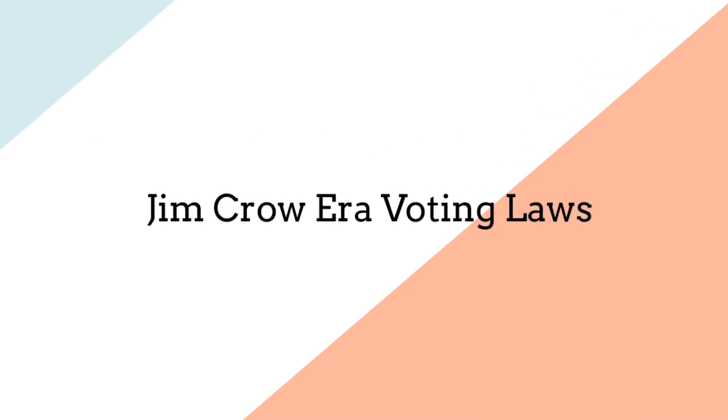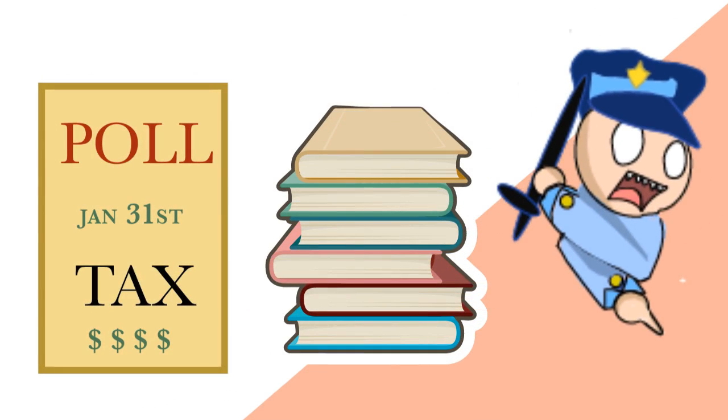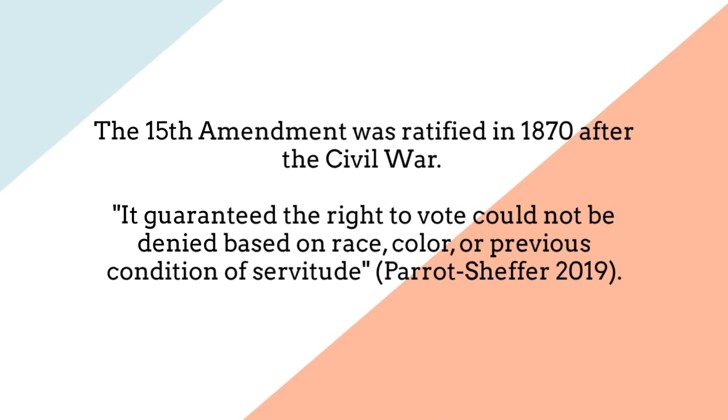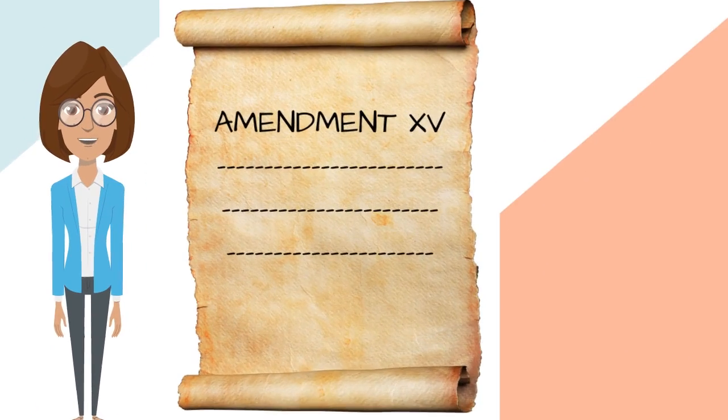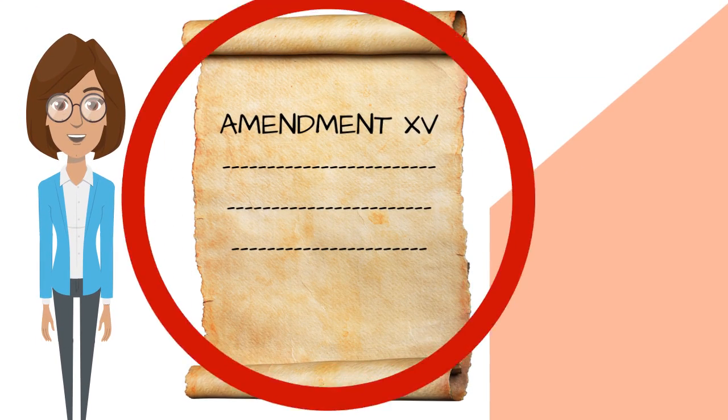During the Jim Crow era, measures used to keep Black people from voting included poll taxes, literacy tests, and overt voter intimidation. The 15th Amendment was ratified in 1870 after the Civil War. It guaranteed the right to vote could not be denied based on race, color, or previous condition of servitude. Nevertheless, in the beginning of the 20th century, nearly all African Americans who lived in former Confederacy states were again disenfranchised.